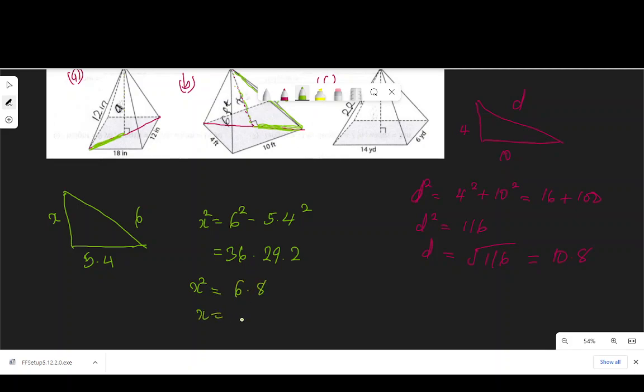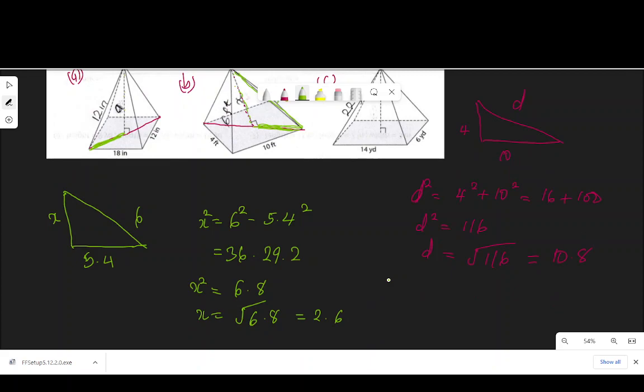s will be the square root of 6.8, and the square root of 6.8 is approximately 2.6. So the height of the pyramid is 2.6.